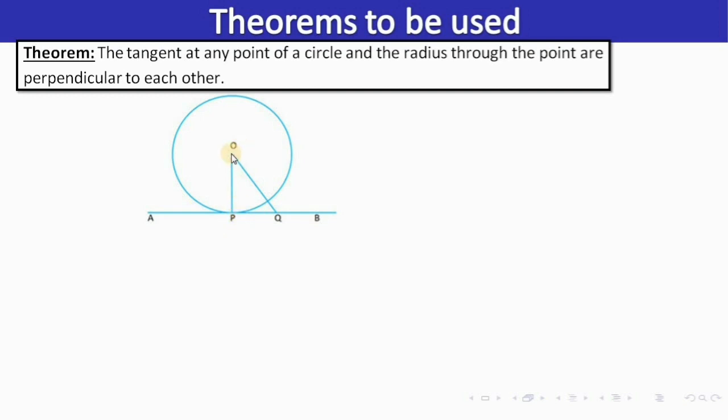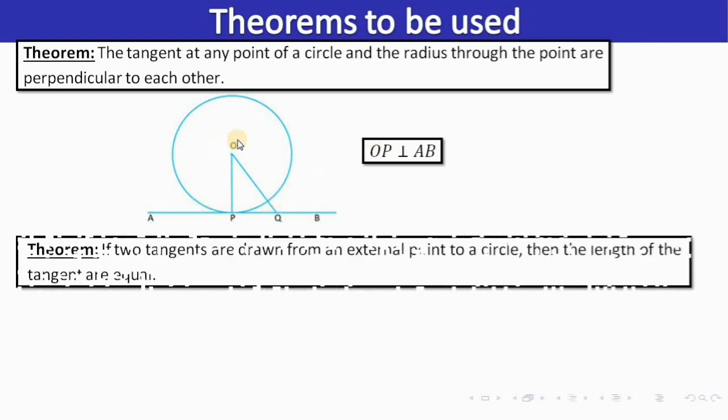So from your center, if you draw a radius towards the point of contact, that is OP, then this OP will be perpendicular to the tangent. That's the meaning of this particular theorem. Now here it is said that OP will be perpendicular to AB. OP is perpendicular to AB.